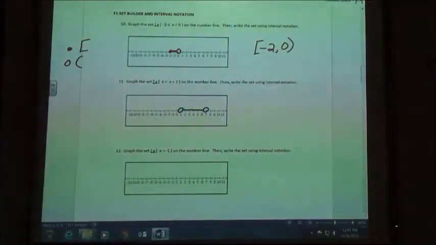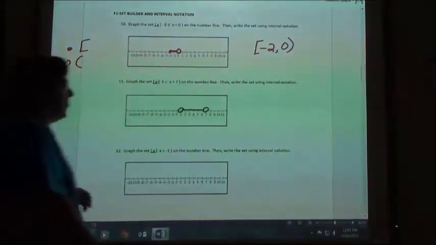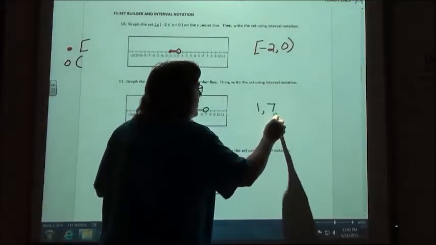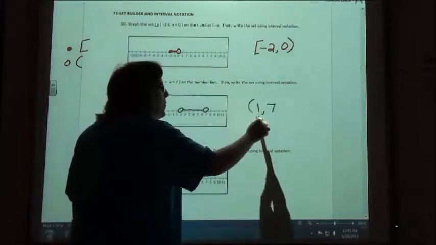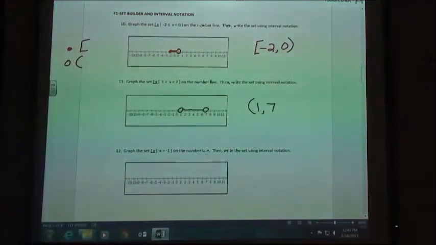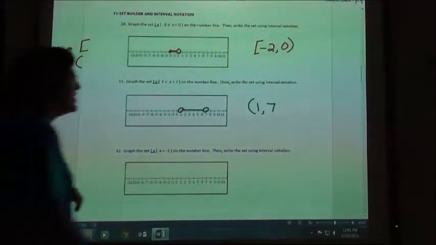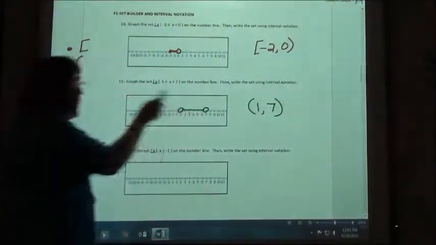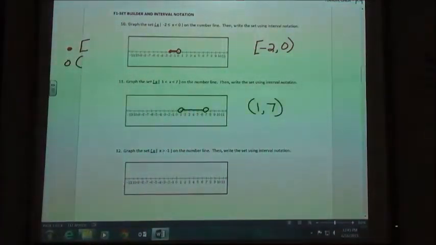So our interval is going from 1 to 7, and as Gavin said, we're going to have a parenthesis on the side with the 1, and we're also going to have a parenthesis on the side with the 7, because I'm not touching either end of that, right?